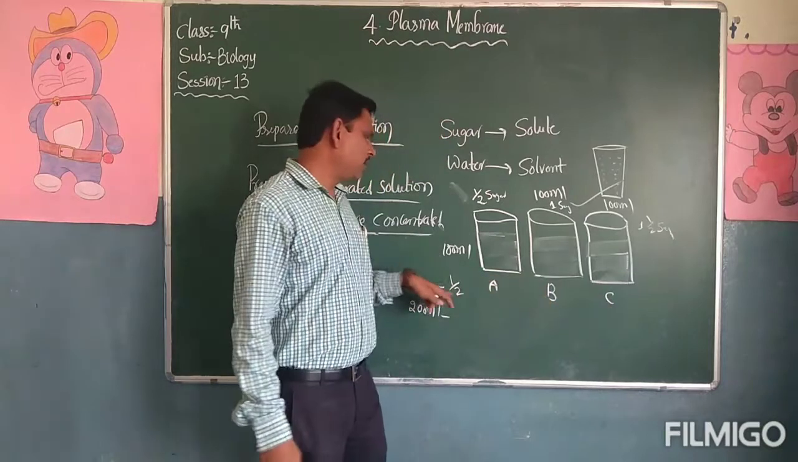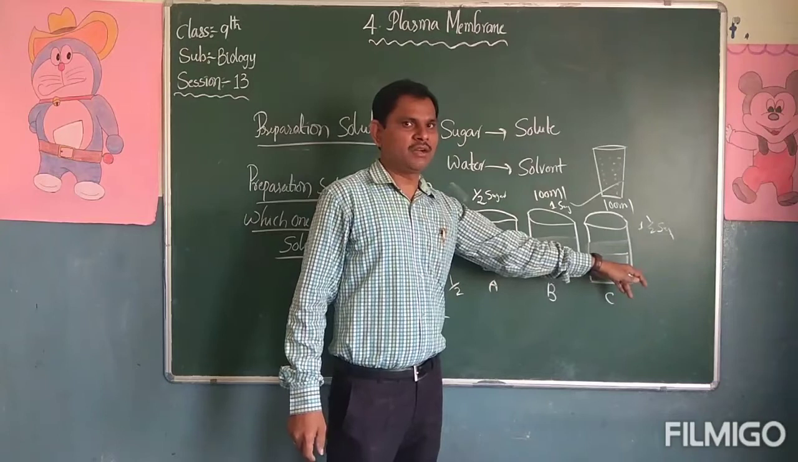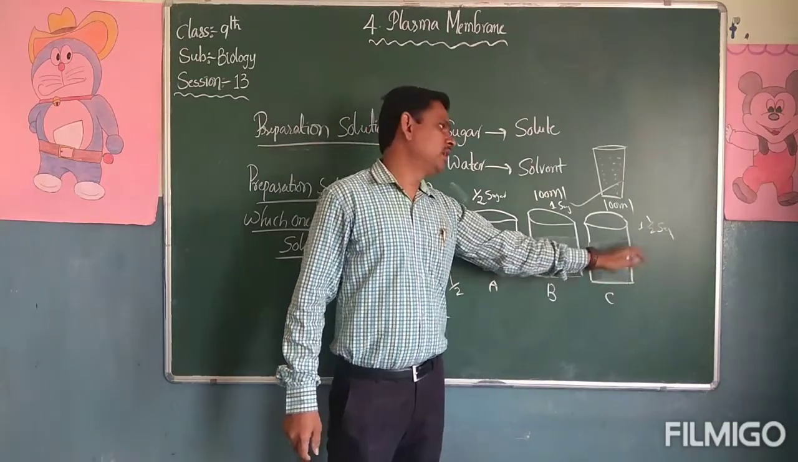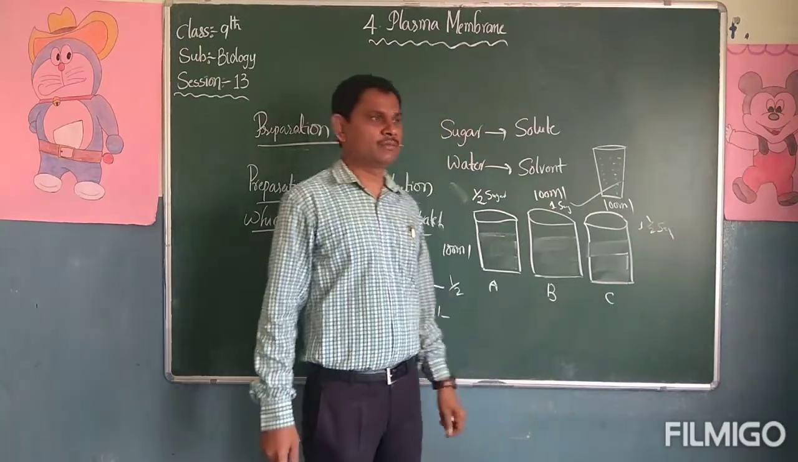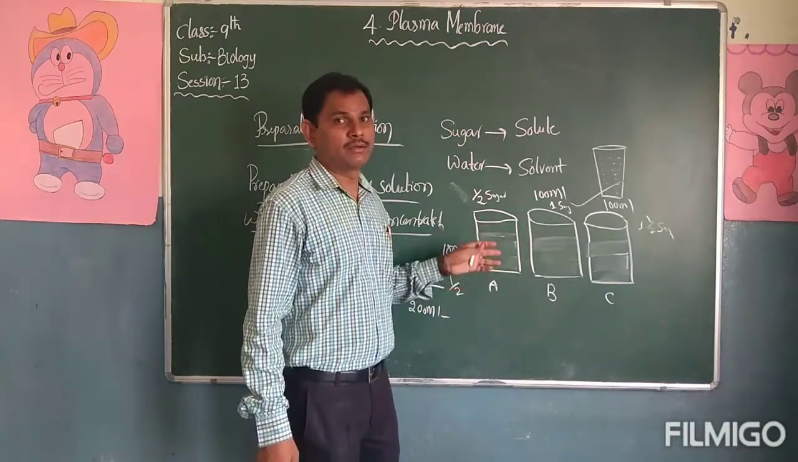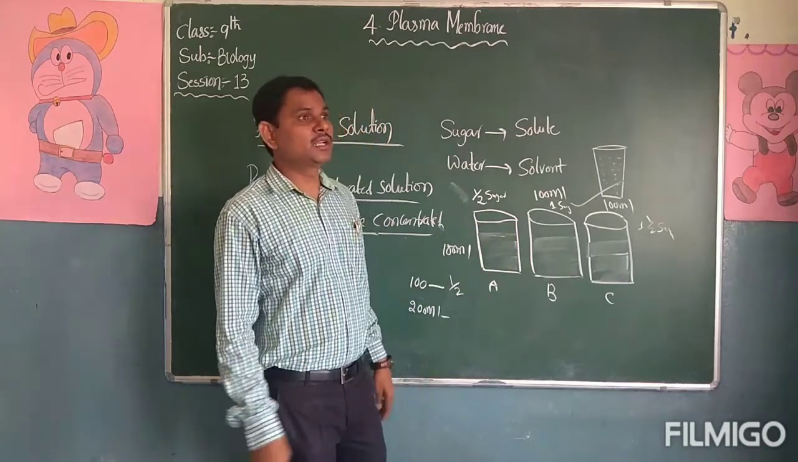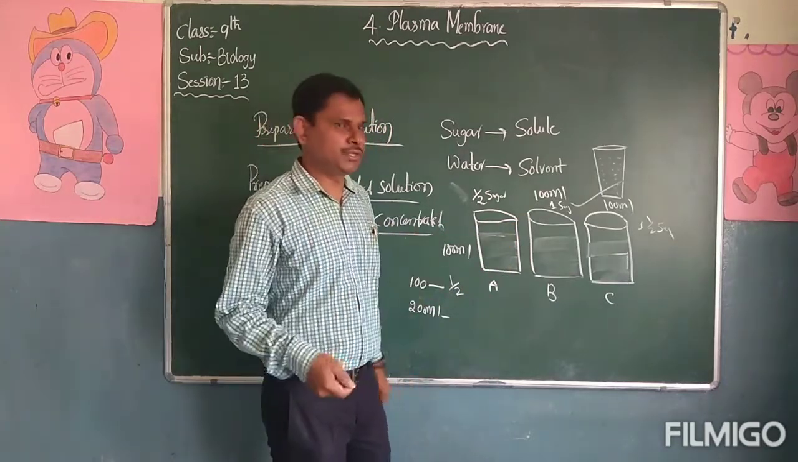For 100 ml, half teaspoon. Again, 100 ml, half teaspoon. 300 ml water, 1.5 teaspoon of sugar. So 100 ml of water has half a teaspoon of sugar. It will be equal. This is the equal converting of equal solution.